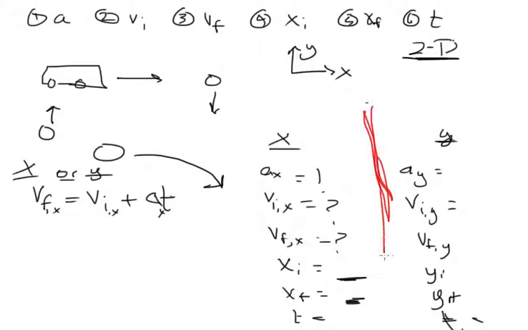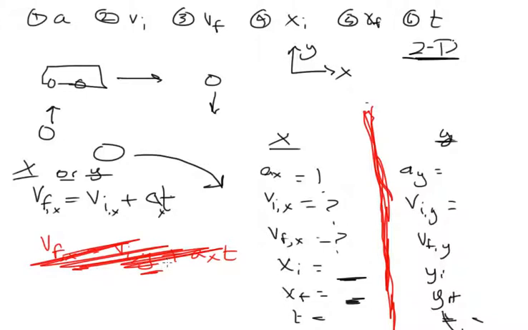I'm putting a wall between x and y because this wall is a metaphor. You are never going to mix these two together, okay? So you're never going to do this: V final, comma, x equals V initial, comma, y plus a x t. You can never have x and y in the same equation. No, no, no. That's bad, and that's a very common mistake people make. So always treat them separately.